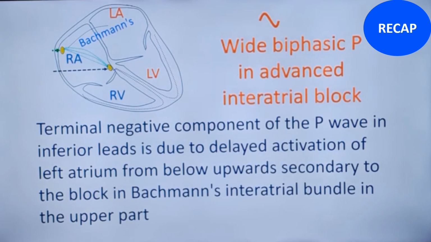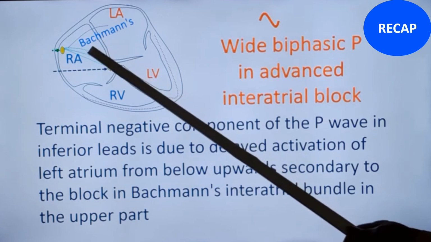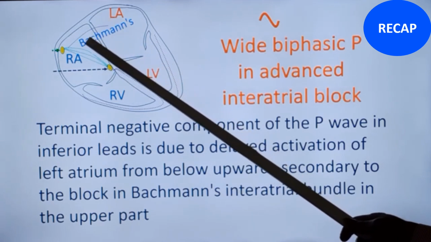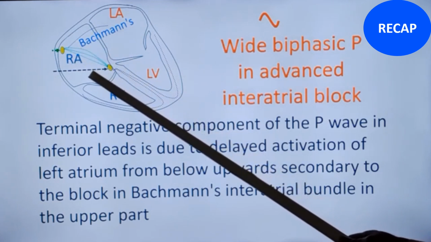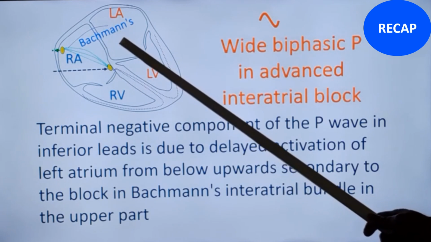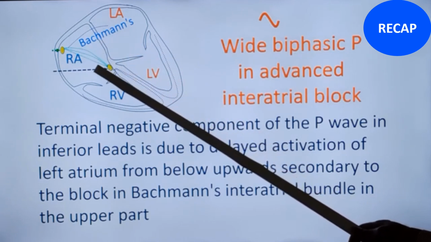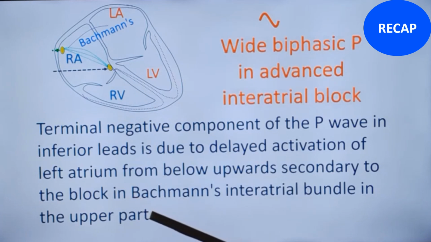Here is the explanation for the wide biphasic P wave in advanced interatrial block. Terminal negative component of P wave in inferior leads is due to delayed activation of the left atrium from below upwards, secondary to block in Bachmann's interatrial bundle in the upper part. You see, this is Bachmann's bundle in the upper part. So normal activation, right atrium is activated first and left atrium after that. So you will have a positive P wave in inferior leads. Inferior leads are in this region. So any activation going downwards will be represented as positive in inferior leads.